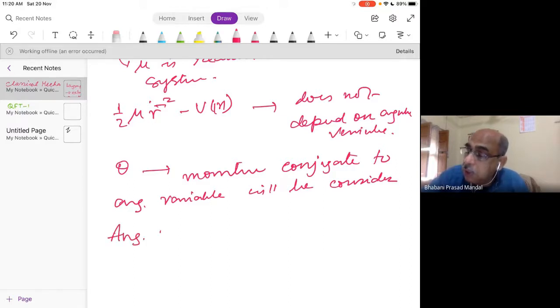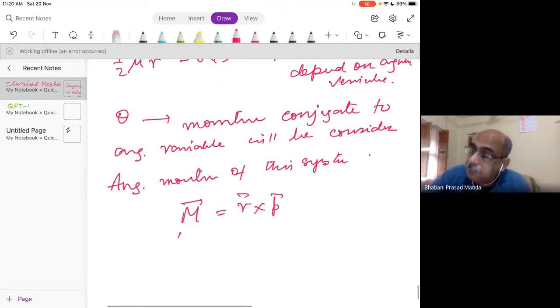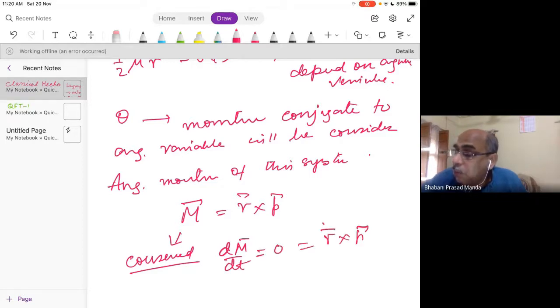So, the angular momentum of this system is conserved. That means if you write M as the angular momentum, which is r cross p, this M is conserved. So, if this is conserved, that means dM/dt will be 0, equal to, you can write, r dot cross p plus r cross p dot.